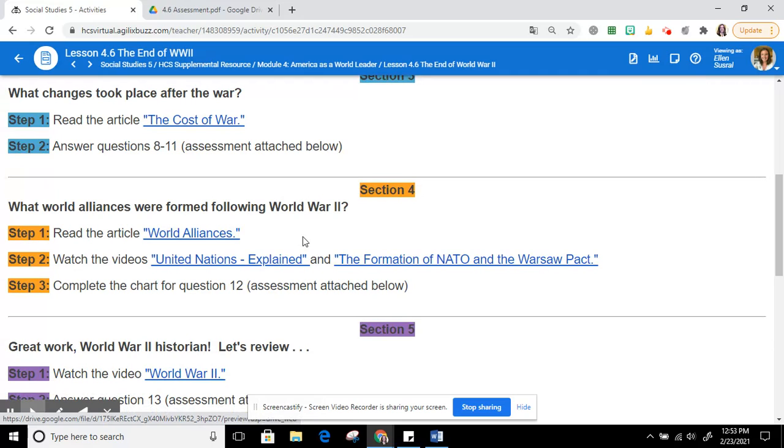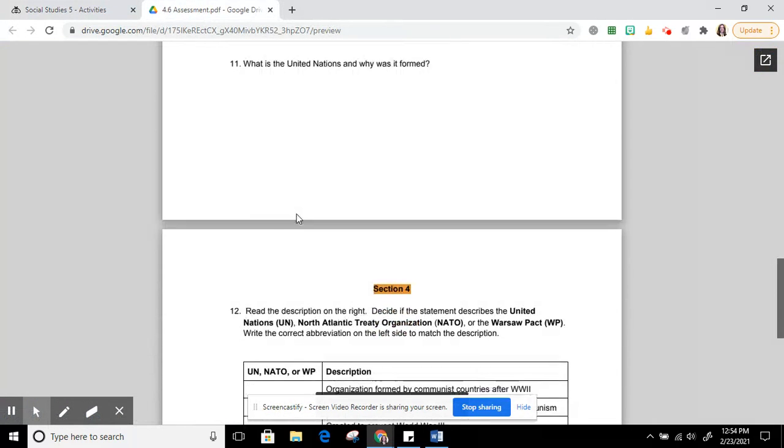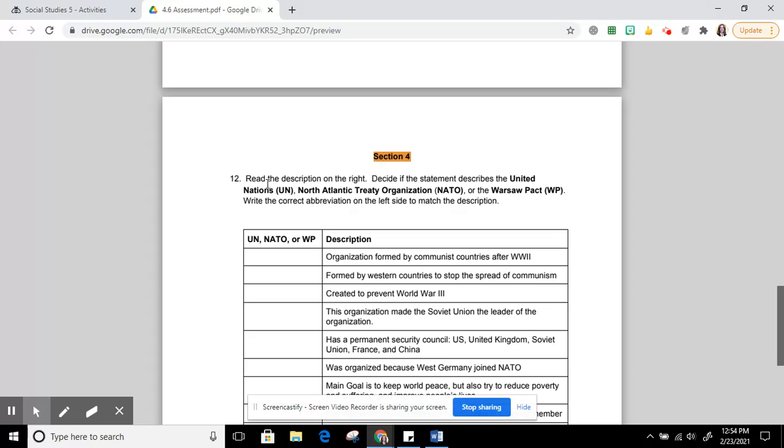And section 4, what world alliances were formed following World War II? You're going to read the article, World Alliances. You're going to watch the videos, United Nations Explained, and the formation of NATO and the Warsaw Pact. And then you're going to complete the chart for question 12. So after you read the article and watch the 2 videos, you're going to answer question 12, which is a chart. Section 4, number 12.